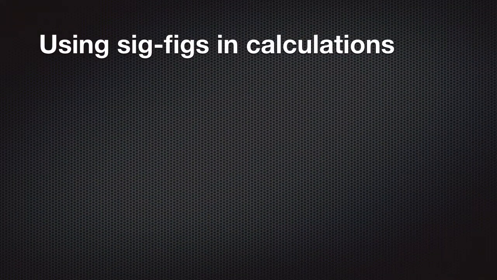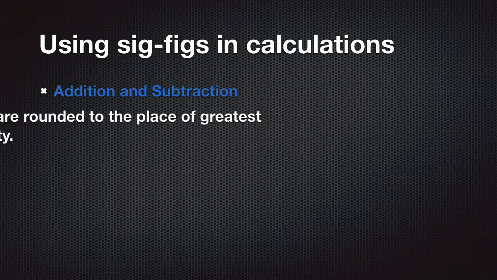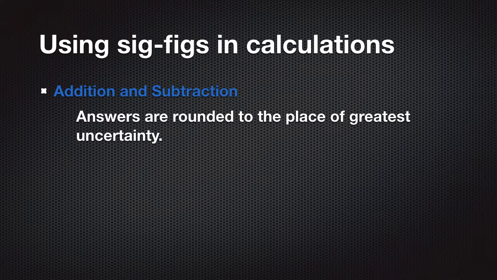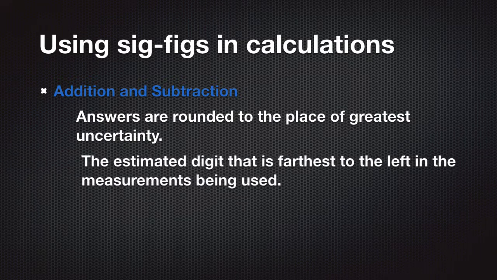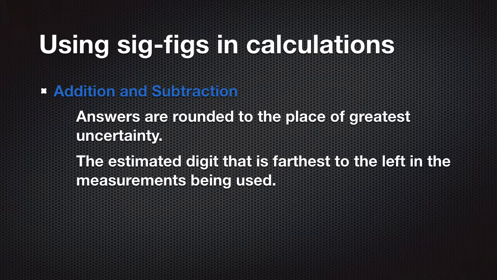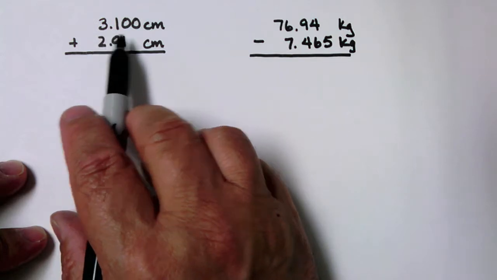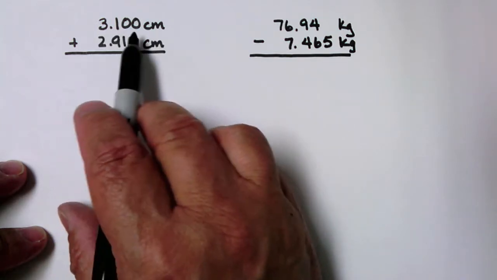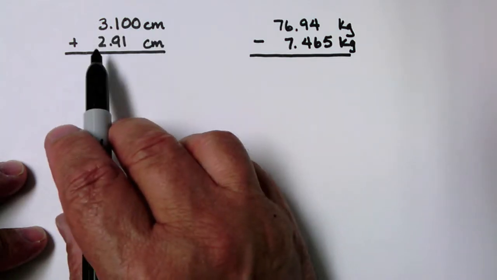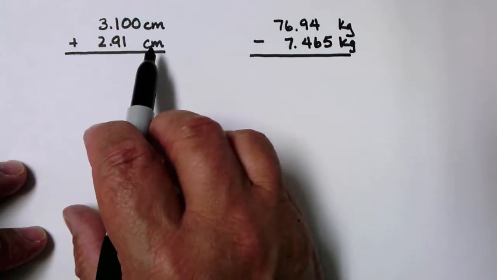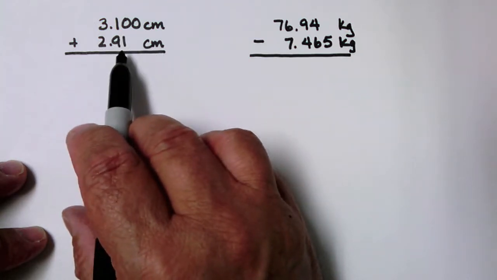Next, we want to use significant figures in calculations. For addition and subtraction, answers are rounded to the place of greatest uncertainty, the estimated digit that is farthest to the left in the measurements being used. Here we've got a simple addition problem, 3.100 centimeters. This number has 4 significant figures, plus 2.91 centimeters, which only has 3 significant figures.